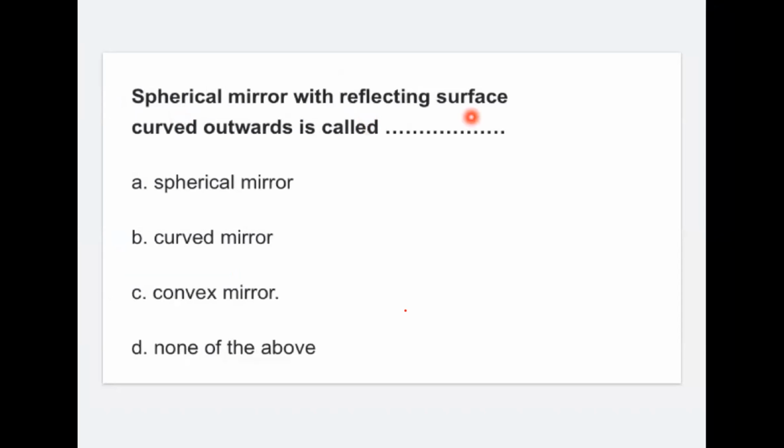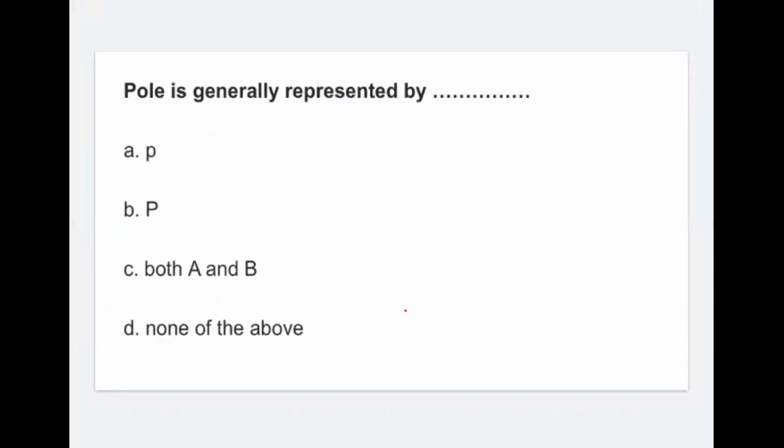Spherical mirrors with reflecting surface curved outward are called as dash. Such mirrors are called as convex mirrors. Option C is going to be the correct option. Pole is generally represented by alphabet. As you all know, a pole is always denoted by capital P.